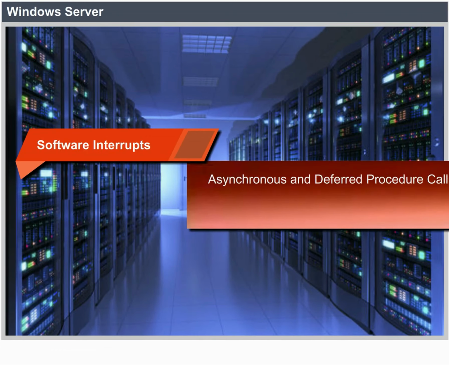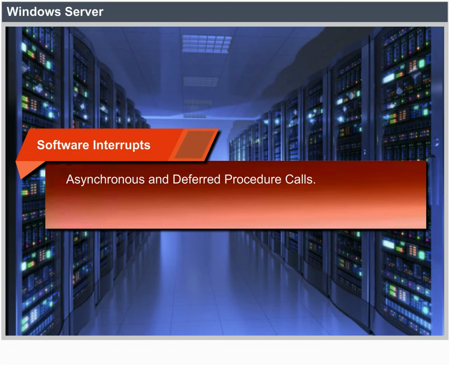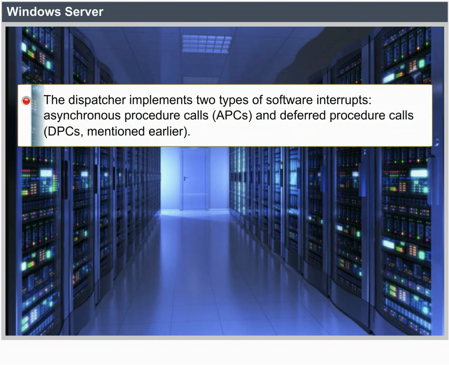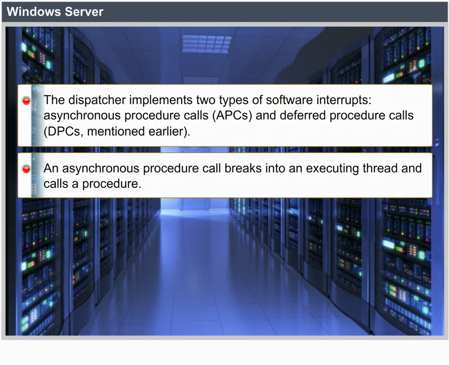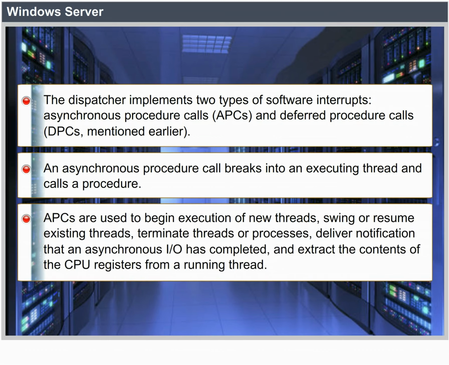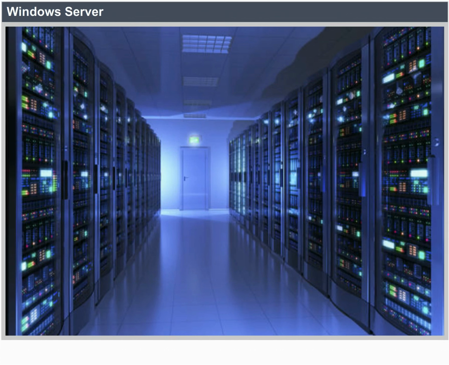Software interrupts. Asynchronous and deferred procedure calls. The dispatcher implements 2 types of software interrupts: asynchronous procedure calls, APCs, and deferred procedure calls, DPCs, mentioned earlier. An asynchronous procedure call breaks into an executing thread and calls a procedure. APCs are used to begin execution of new threads, suspend or resume existing threads, terminate threads or processes, deliver notification that an asynchronous I/O has completed, and extract the contents of the CPU registers from a running thread.